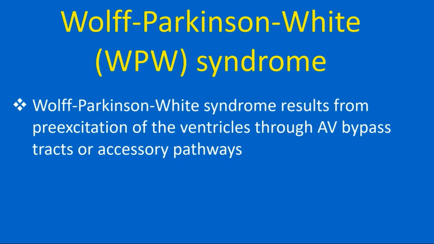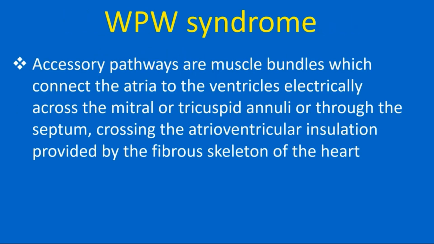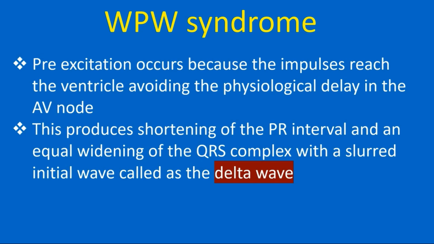WPW syndrome results from pre-excitation of the ventricles through AV bypass tracts or accessory pathways. Accessory pathways are muscle bundles which connect the atria to the ventricles electrically across the mitral or tricuspid annuli or through the septum, crossing the atrioventricular insulation provided by the fibrous skeleton of the heart. Pre-excitation occurs because the impulses reach the ventricle, avoiding the physiological delay in the AV node. This produces shortening of the PR interval and an equal widening of the QRS complex with a slurred initial wave called the delta wave.